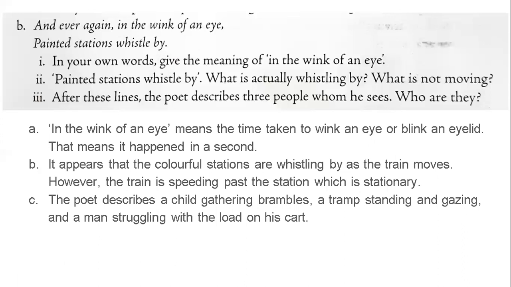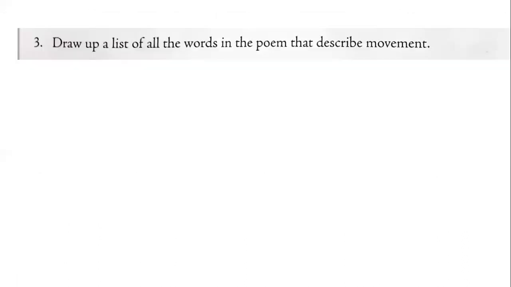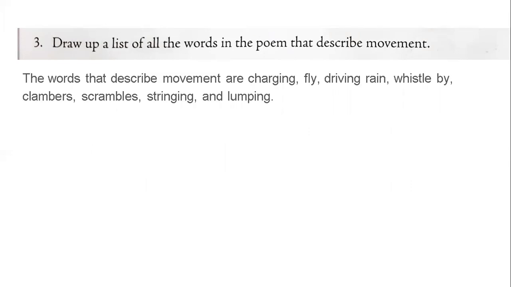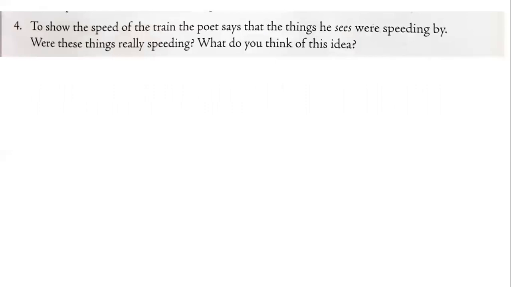Okay. The next question. Draw up a list of all the words in the poem that describe movement. How does the poet describe movement in the poem? The words that describe movement are charging, fly, driving rain, whistle by, clambers, scrambles, stringing, lumping. Okay? The fourth one. To show the speed of the train, the poet says that the things he sees were speeding by. Were these things really speeding?